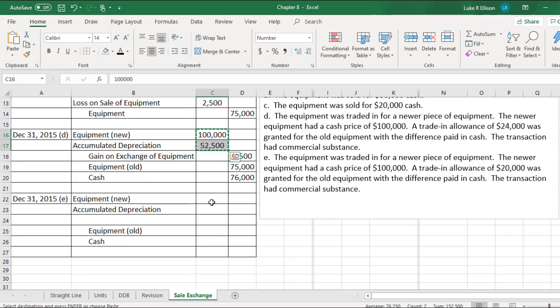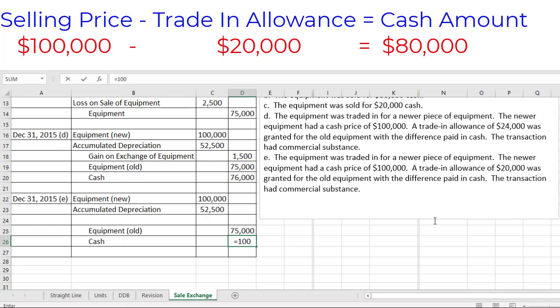accumulated depreciation. The new equipment is still worth $100,000, and that accumulated depreciation is always $52,500 since we're always selling on the same date. The old equipment also has that balance of $75,000 to get rid of. Now the cash amount is going to change slightly. Since the trade-in allowance is only for $20,000, we can take the $100,000 price and subtract the $20,000 allowance to get $80,000 in cash paid.